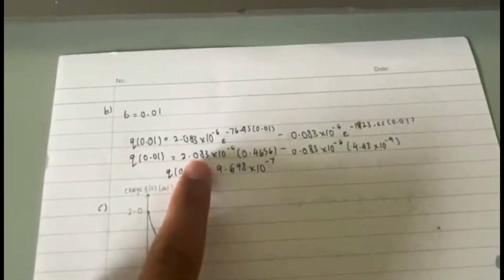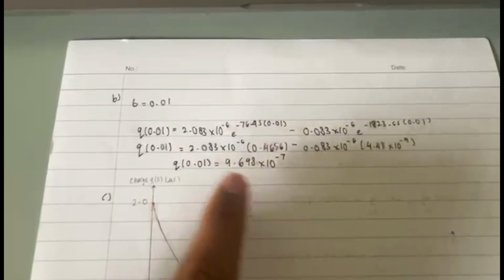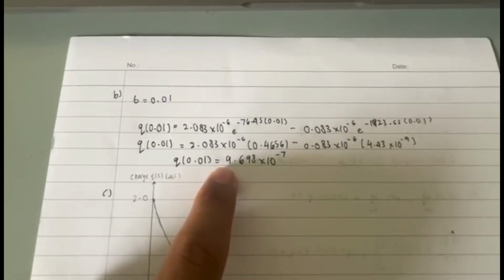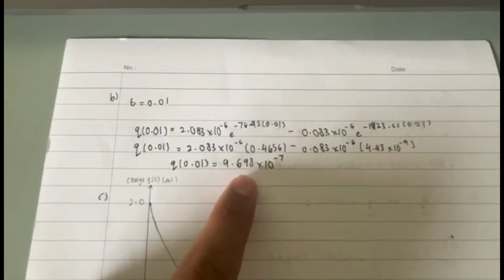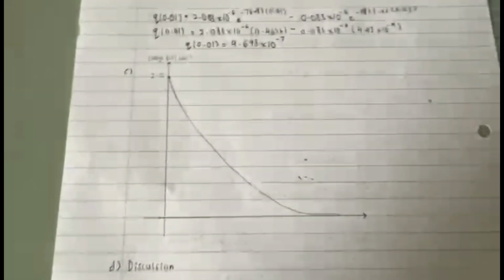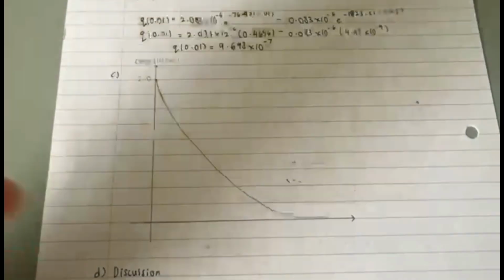and we get the final value, which is 9.698 times 10 to the power of negative 7. So this is our graph based on the equation.